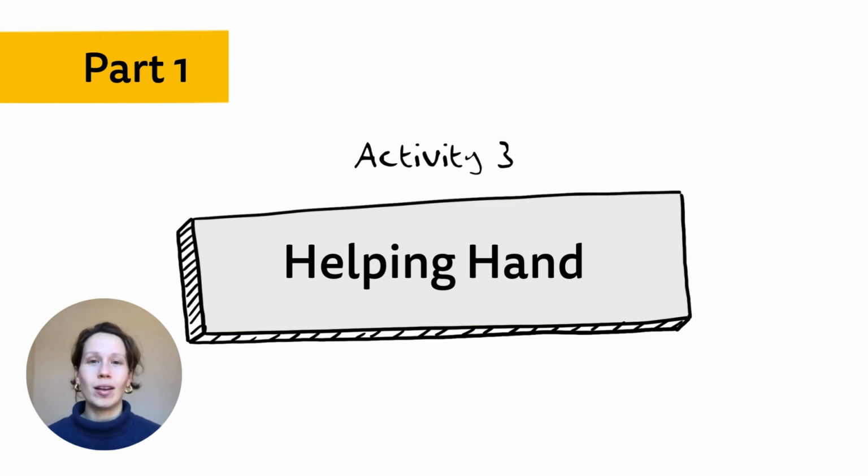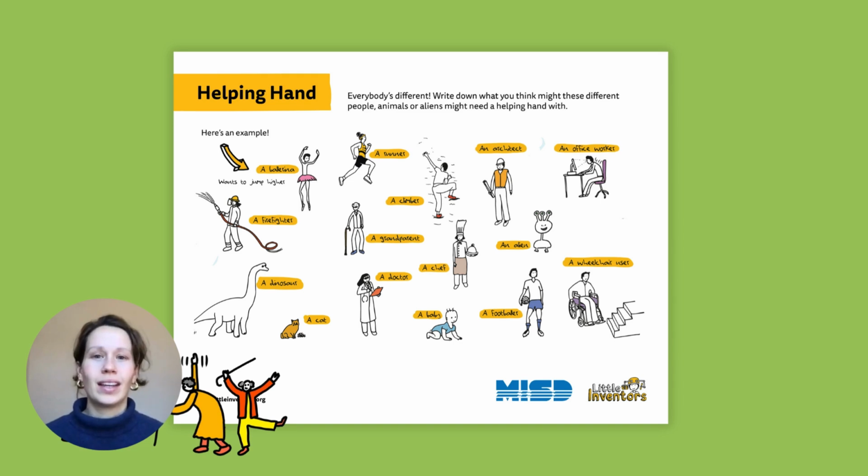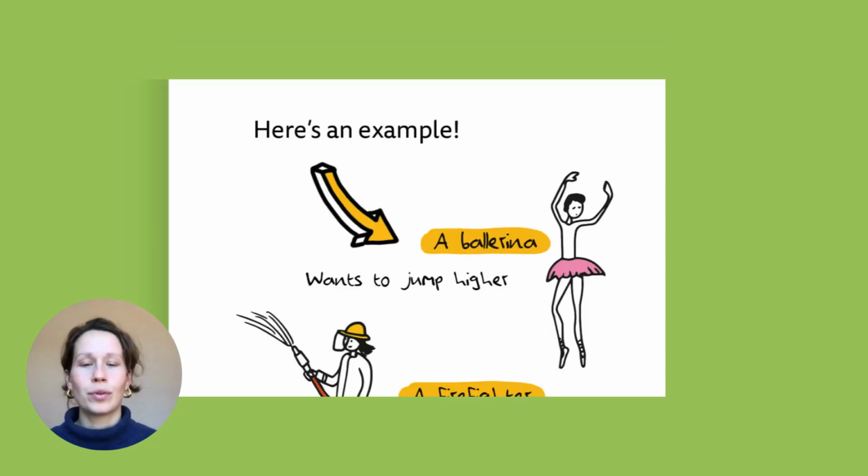Activity 3, Helping Hand. The Helping Hand activity sheet shows a number of different characters, from cats to babies to office workers. Ask your students to write down what they think these different characters might need a helping hand with. There are no wrong answers here. There's one example shown on the sheet. The character is the ballerina, and the want is to jump higher.